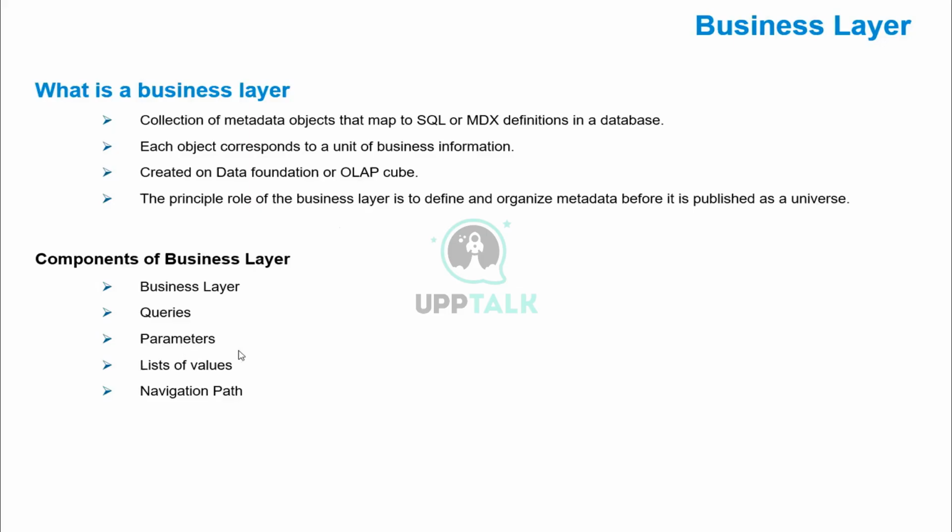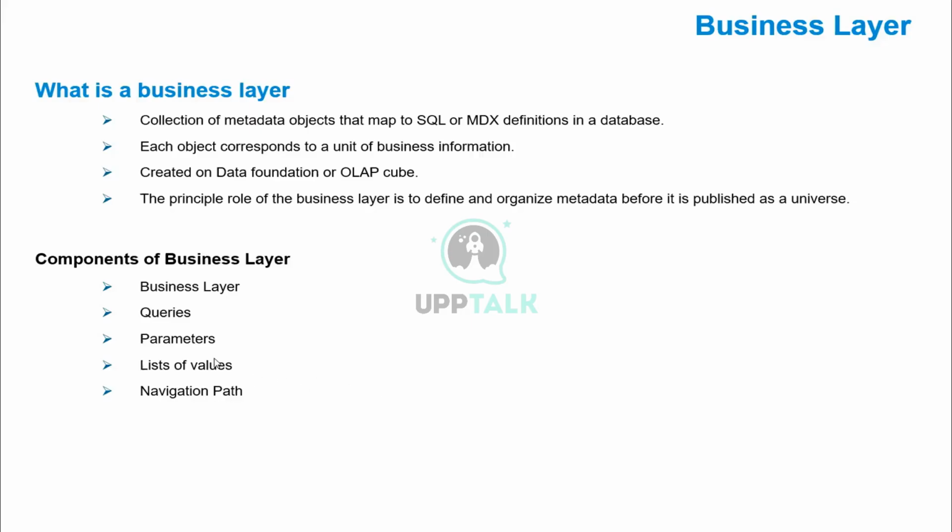These are the components of a business layer: queries, parameters, list of values, navigation path. Navigation path is like a hierarchy. If we have objects like region, country, city, that itself is a hierarchy. And in the year, also under year, we should have a quarter, under quarter a month, and under month a date, respectively. That is one hierarchy. Those hierarchies we will create in the navigation path.